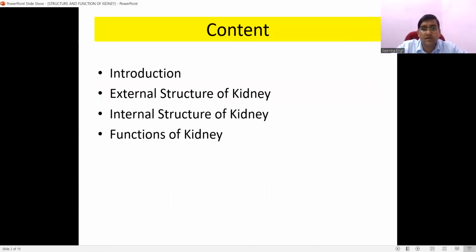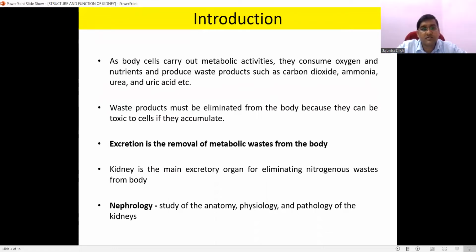Today I am going to discuss the structure and function of the kidney. The content of my presentation is: number one, introduction; then the external structure of the kidney; then the internal structure or anatomy of the kidney will be discussed; and in the last, we will briefly discuss the functions of the kidney. So, first of all, introduction.